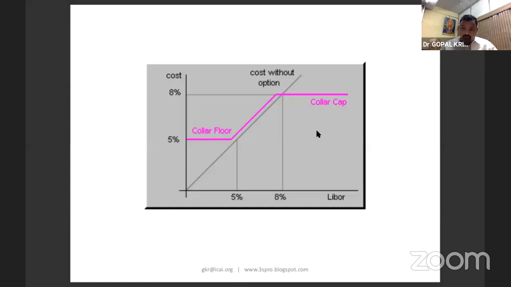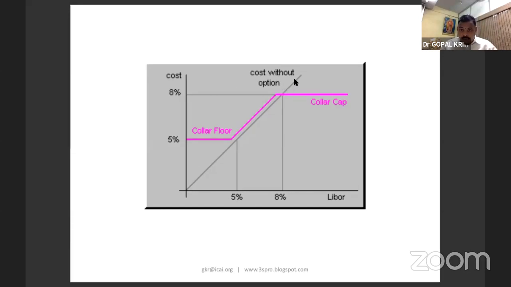The same is the opposite with respect to borrowing. So I have borrowed, and it is a big ticket borrowing, 1,500 crores I have borrowed, and it is at a floating rate. And as the interest rate goes up, I will be bankrupt. So what I do, I will enter into a cap contract, which is at 8%. So the cap is the ceiling.